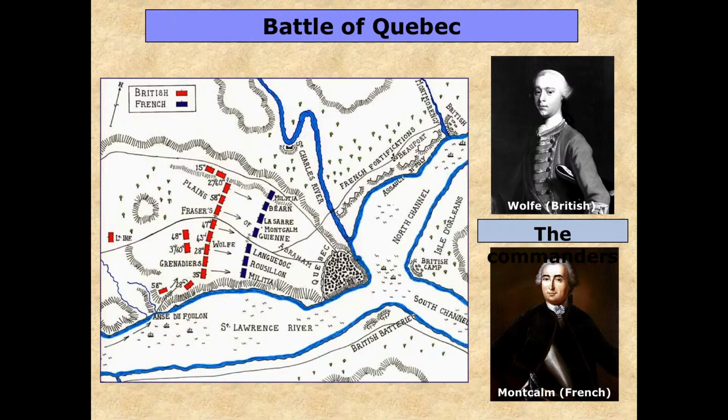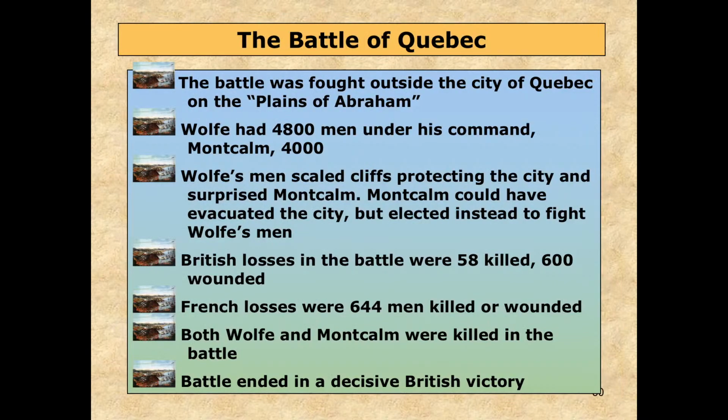Quebec is a big city in New France at this time. And so Wolfe is bringing 1,400 men with him. Montcalm has 4,000 to defend with. So the British are going to suffer heavy casualties in this battle. 58 were killed, but 600 are wounded. On the French side, you've got a combined 644 men either killed or wounded. So even the two generals, Wolfe and Montcalm, are dead in this battle. Because of the sheer numbers, the British end up victorious.